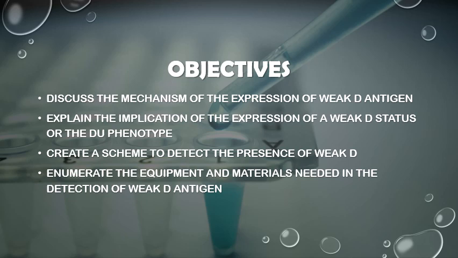At the end of this week, students are able to discuss the mechanism of the expression of weak D antigen, explain the implication of the expression of a weak D status or the DU phenotype, create a scheme to detect the presence of weak D, and enumerate the equipment and materials needed in the detection of weak D antigen.